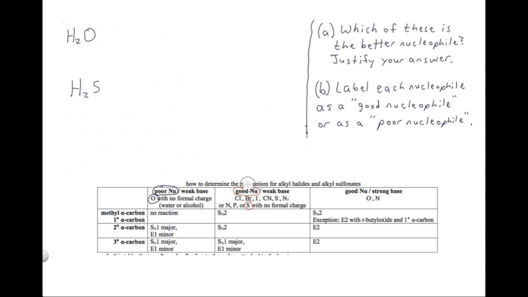Now notice, focus on the formal charge. Here we're focusing on neutral oxygen and neutral sulfur. So make sure you find neutral oxygen and neutral sulfur in the table, not, say, negative oxygen. And notice that this problem is not focusing on base strength, it's focusing on nucleophile strength. So make sure you focus on nucleophile strength from the table. So now we can answer a lot of the problem. We know that water is a poor nucleophile, and this compound with neutral sulfur is a good nucleophile. H2S is a good nucleophile, so clearly H2S is a better nucleophile than water.